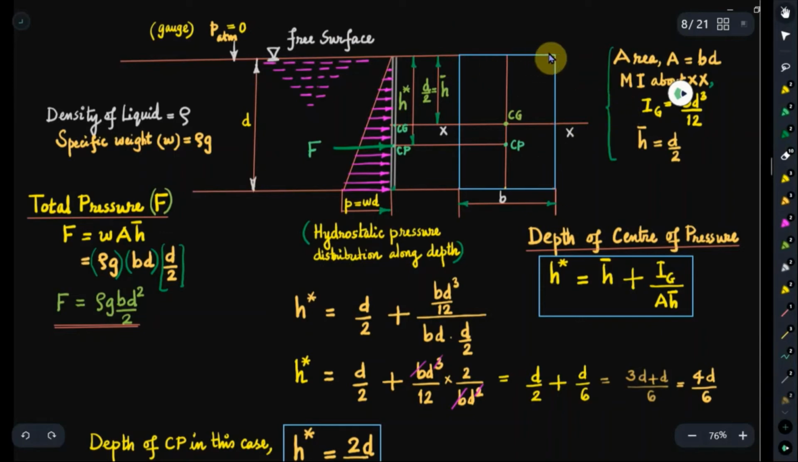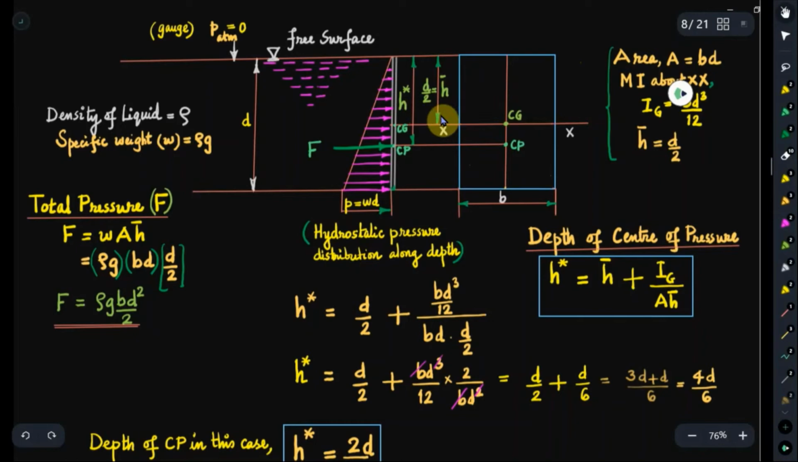See, this is the breadth B and here this is the depth D. So, area is B into D. Area moment of inertia of this lamina about the centroidal XX axis is BD cubed by 12. We know these values already. And now let us proceed and get an expression for H bar.